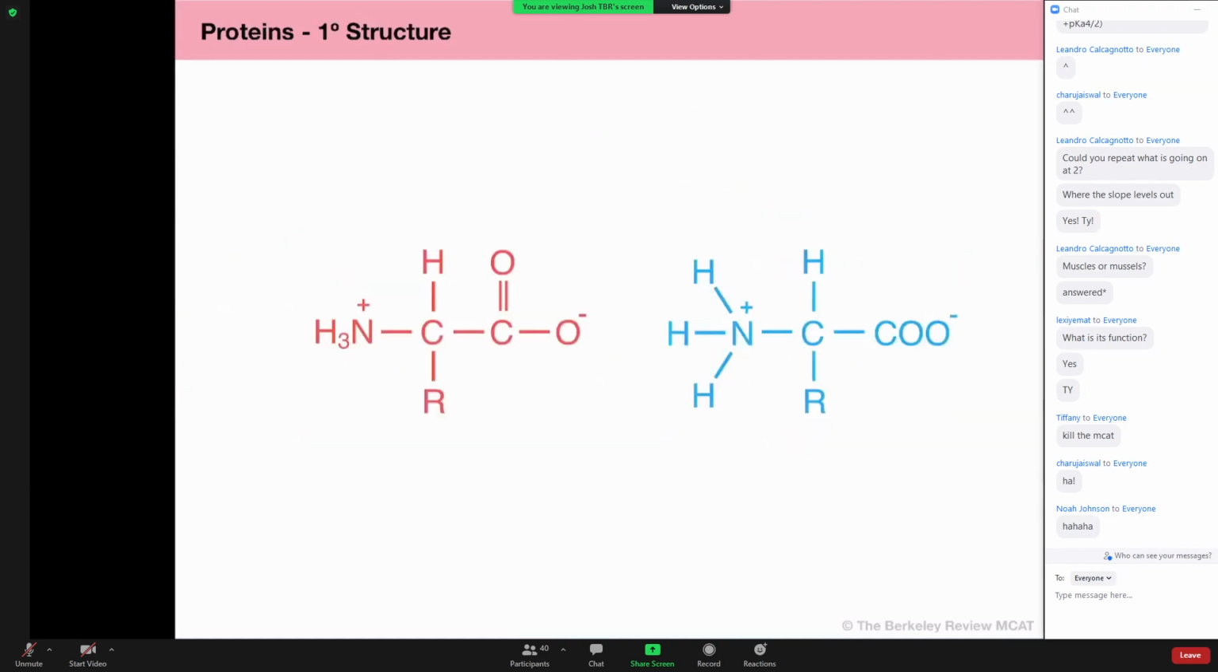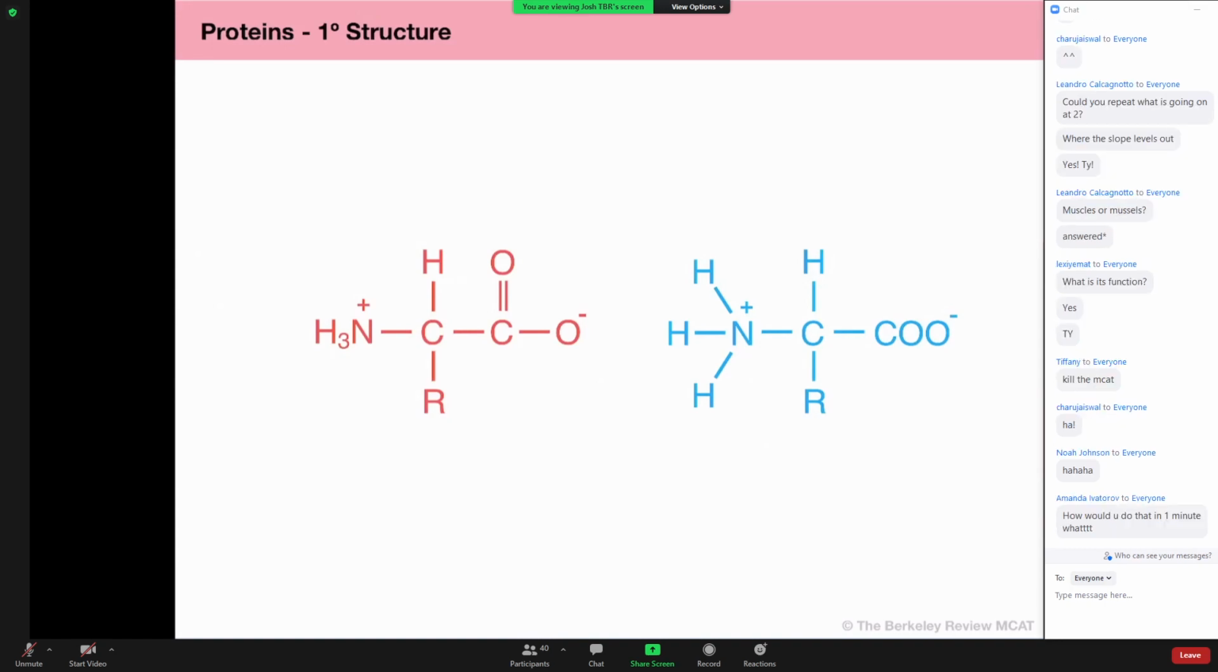Okay, so if we're going to talk about primary structure, if we're going to make a peptide, what needs to happen? Here we have two residues: amino acid 1, we don't know what it is, and amino acid 2. How do you get these things to form a peptide bond?